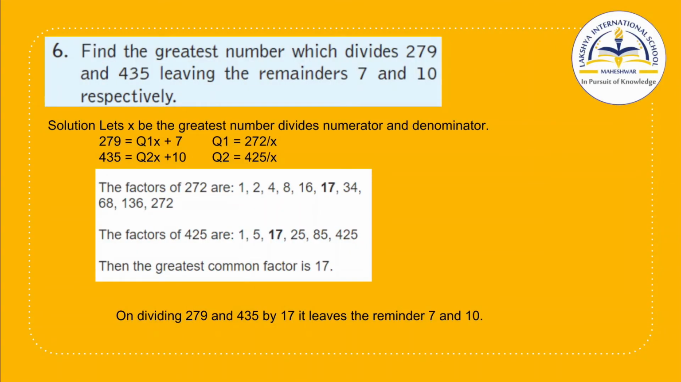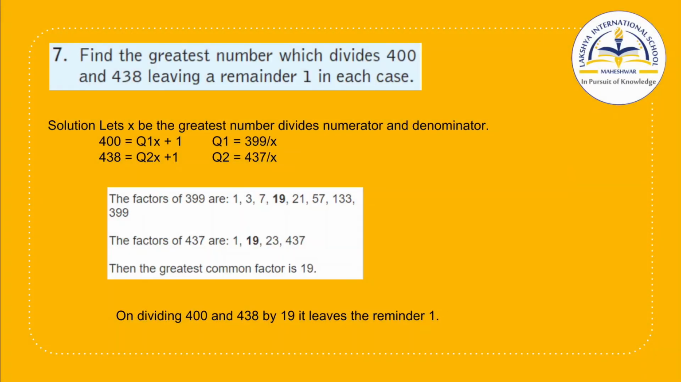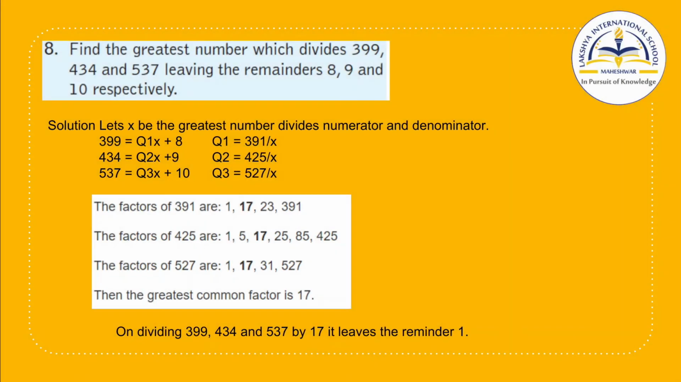Find the greatest number which divides 279 and 435 leaving remainder 7. So in the same manner you have to solve this. When you find the greatest common factor, this is your answer. Okay, same for question number 7, question number 8 also.